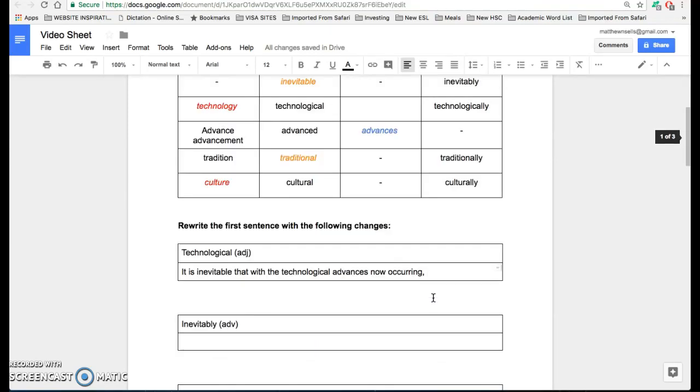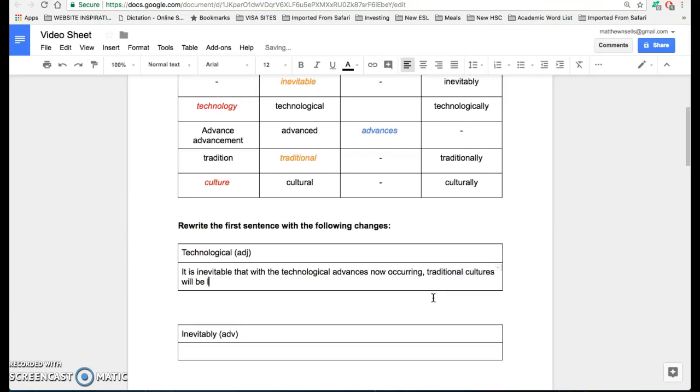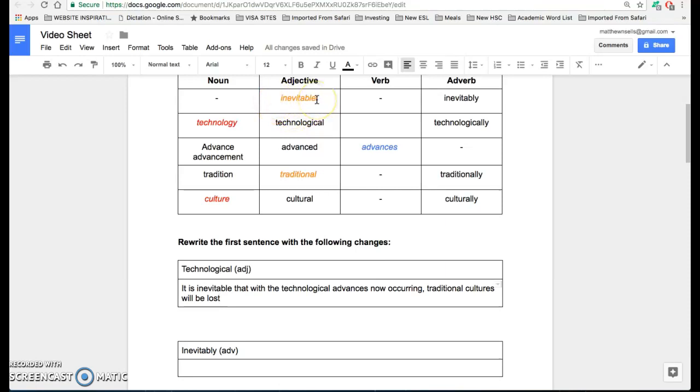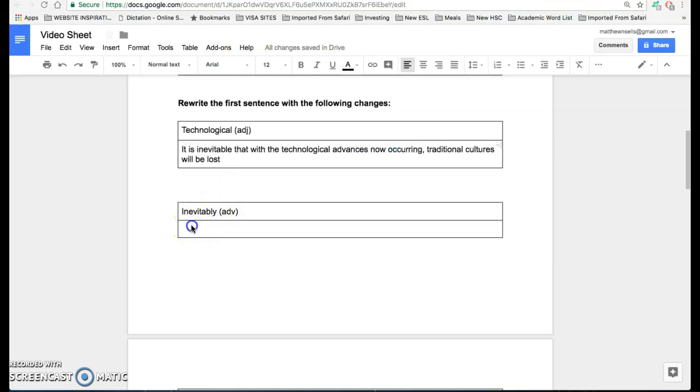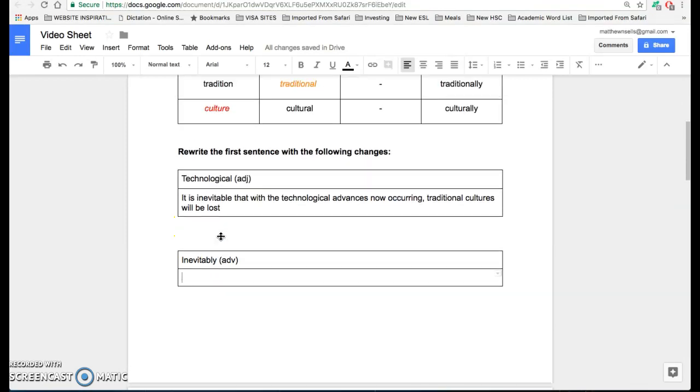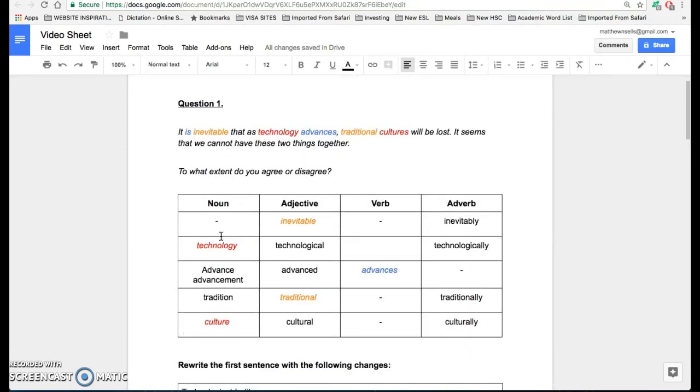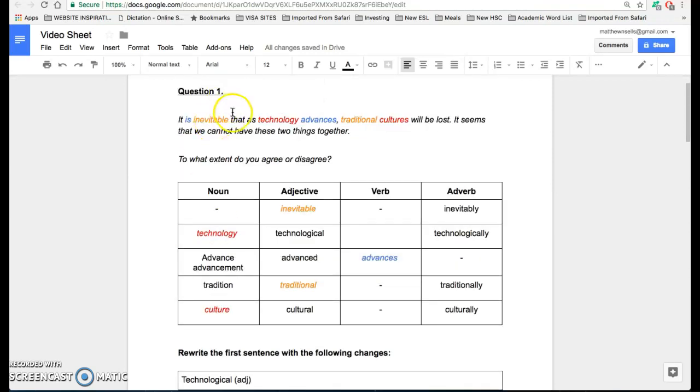Traditional cultures will be lost. So I can keep the rest the same. I don't have to change that one that much. Traditional cultures will be lost. Inevitably as an adverb. So we had the adjective here. We want inevitably. Now, because of that adverb, I'm going to change the rest of it quite a bit. I can't use it at the beginning, it won't work. I need to use it with a verb.